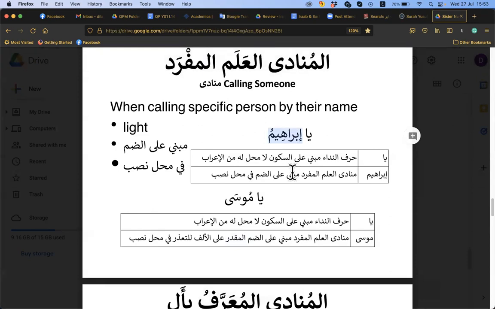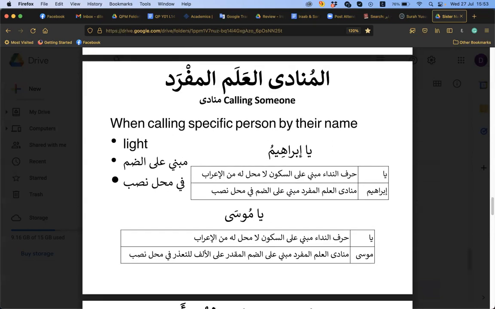Same here, Ibrahim. You cannot say marfu bil dhammah. You must say mabni ala dhammah. By the same standard, Musa also cannot be marfu bil dhammah muqaddara. It must be mabni ala dhamm muqaddar. Of course, when we use mabni, we don't have a tamarbuta. So mabni ala dhamm muqaddar. Are you all still with me? We practice, inshallah.